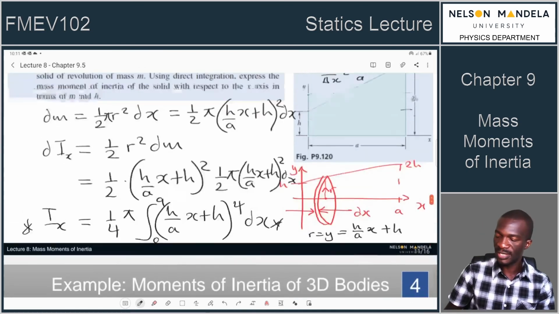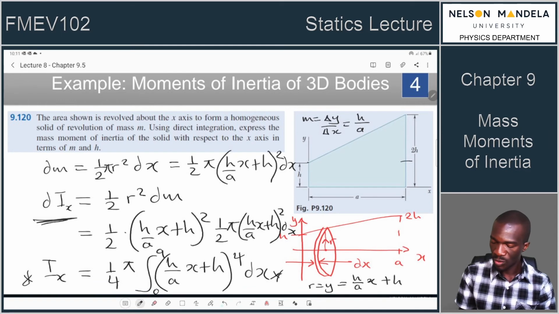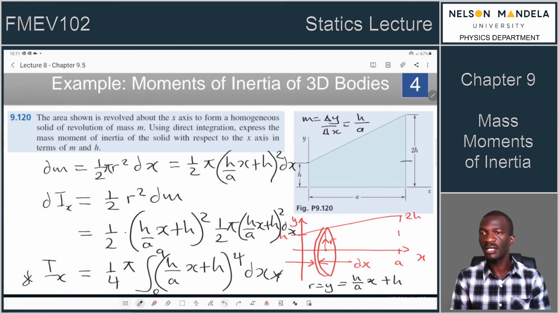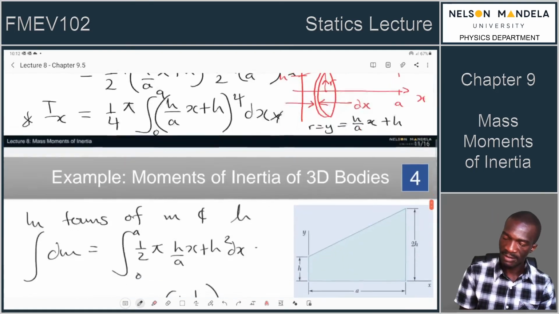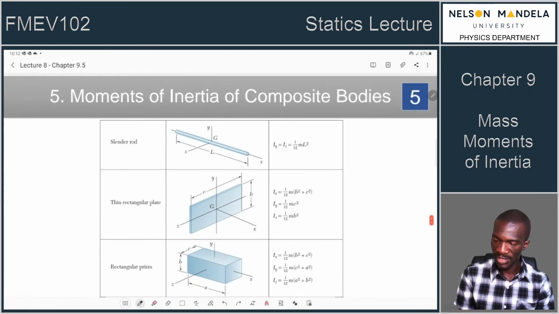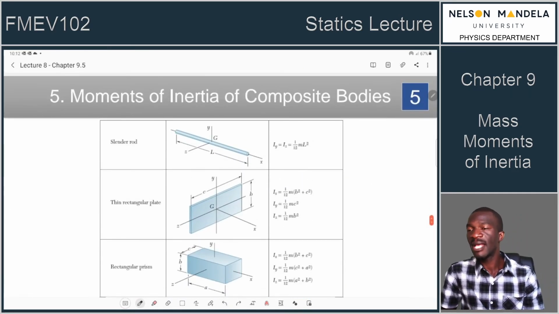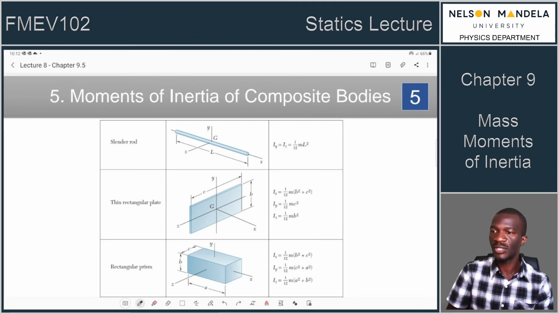You first need to define your mass element, then you define your moment of inertia, the small contribution of the moment of inertia. Then you integrate that according to the variables that make sense in your integration. So the section on mass moments of composite bodies is now just the use of your tables, right?